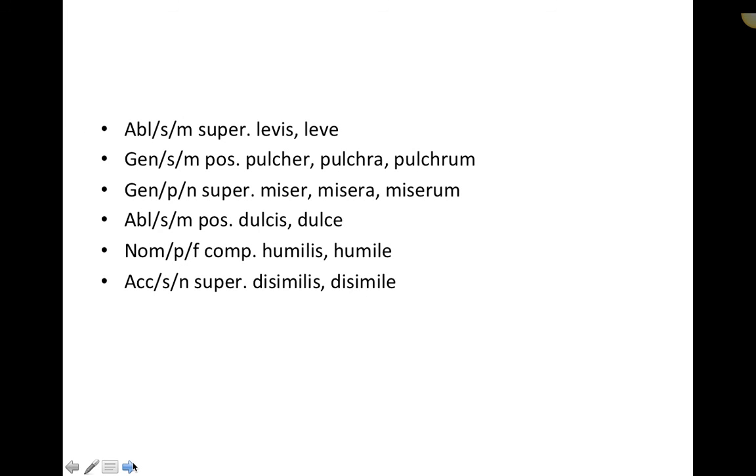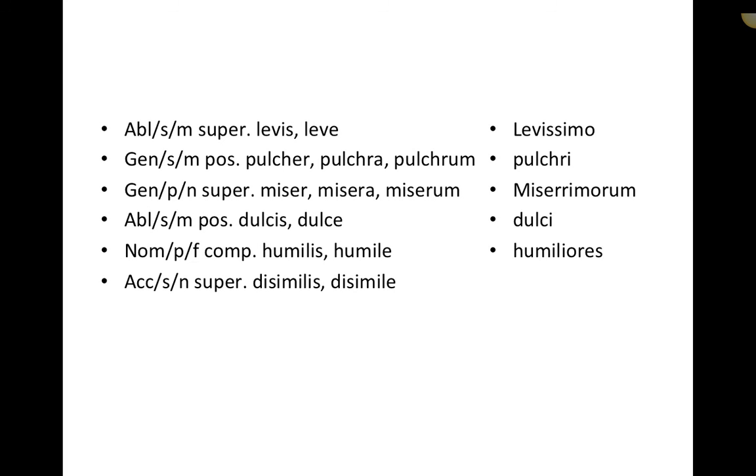Okay, here's some more. Give them a try, and then hit play when you're ready. All right, so you have levissimo, you have pulchri, you have miserrimorum, dulci, humiliores, and dissimillimum. Dissimilis, remember this is one of those irregular lis adjectives, so that's why it's got the double l. Otherwise, pretty much everything's the same reason it was before.